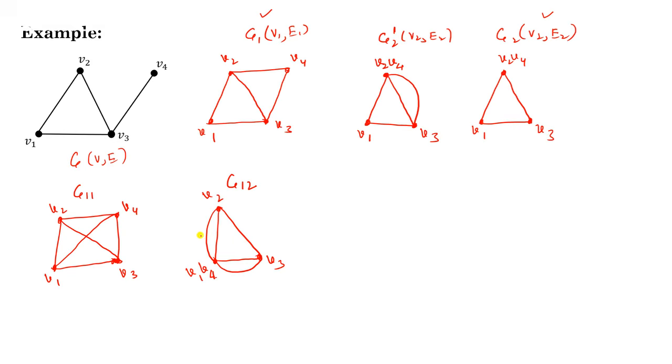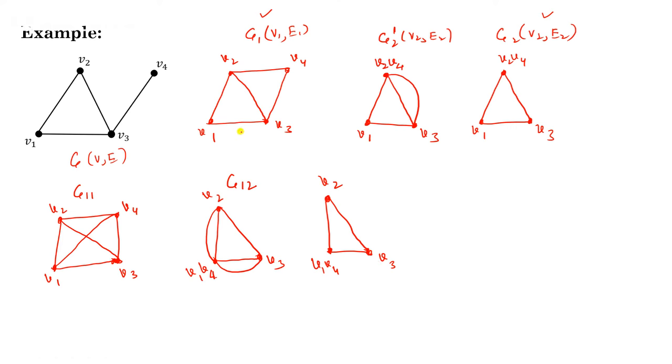So I have to replace these parallel edges with a single edge. Then I will get a graph like this. This is V2, V1, V4 and this is V3. So now look at this.